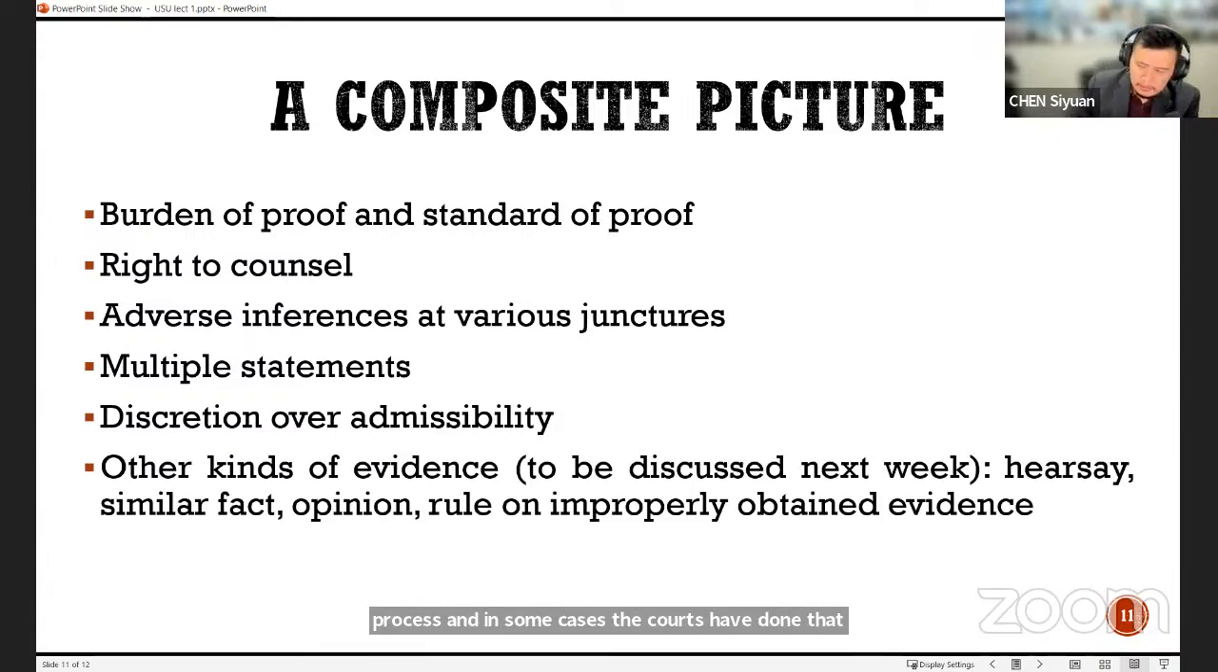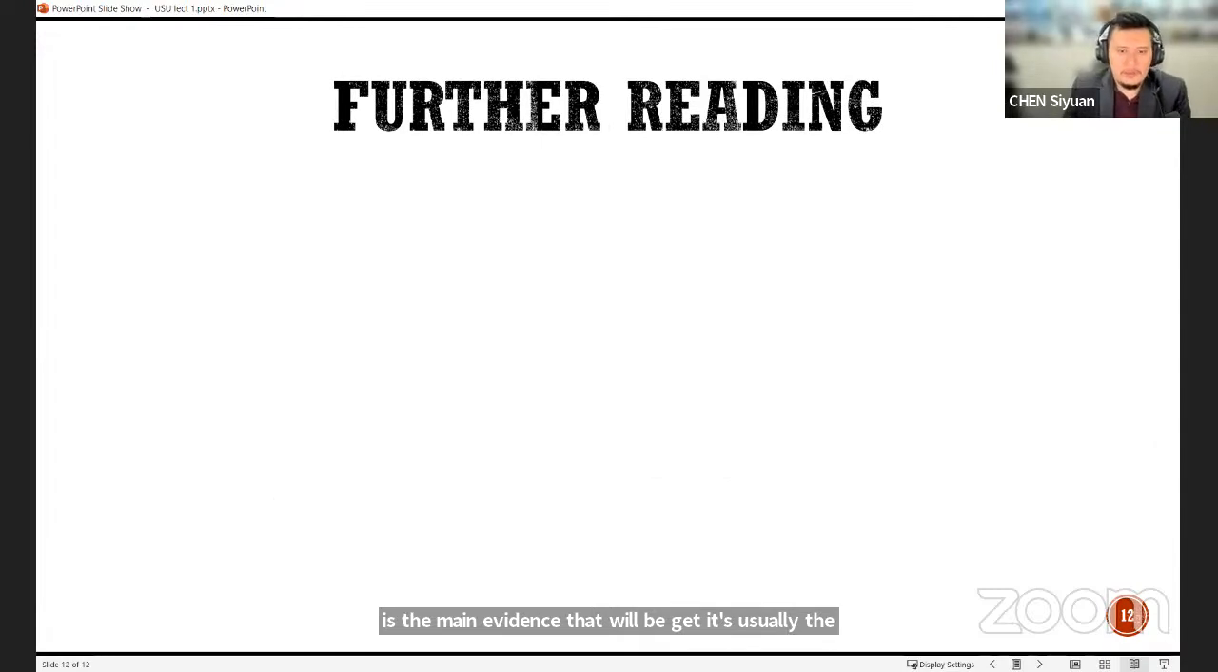So for the next lesson, if it's the same audience, I don't know if it's the same audience, we'll be looking at other kinds of evidence that may be used against an accused person during the trial itself. So we look at topics like hearsay, similar fact, opinion, and improperly obtained evidence. For today, we're really looking at before the trial, what is the main evidence that will be gathered? It's usually the statements, and preferably the confessions.